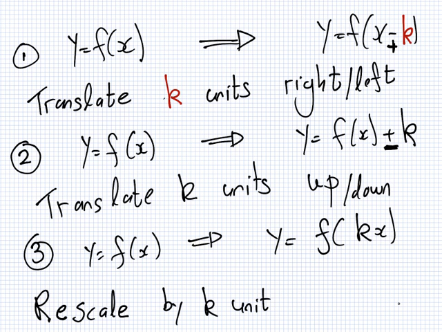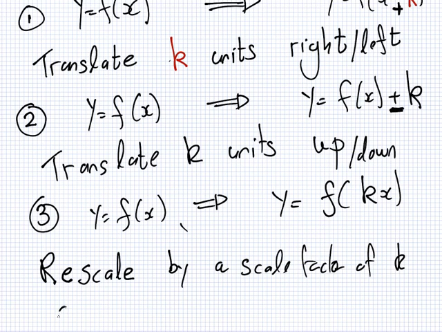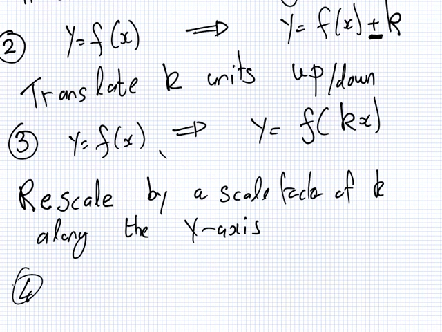No, I need to be a bit more precise. Rescale by a scale factor of k along the x-axis. So it's the x-axis that gets rescaled. But it's not scaled by a factor of k. It's 1 over k. It's the opposite of k. I suppose so. I should be a bit more careful with my English here, because if the k was 2, it would halve it, so we'll say 1 over k.